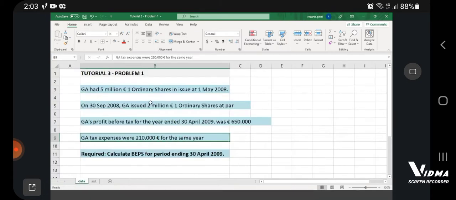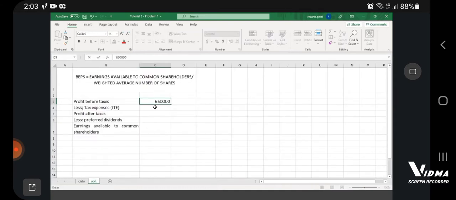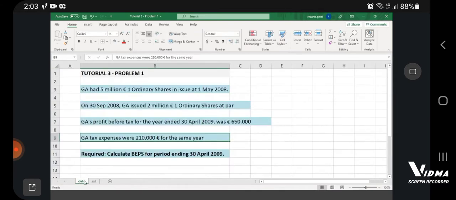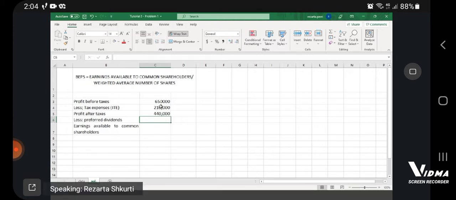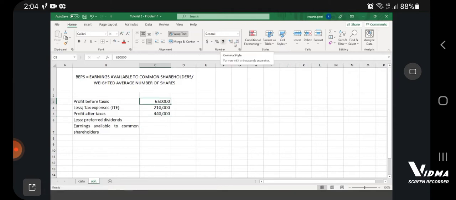Profit before taxes for this company is 650,000. So let's put it in here. Then we have the tax expenditure that we have to deduct. The tax expenses for the year are 210,000. That means that the profit after taxes is the difference, sorry, the difference between both figures that we have here. I apologize for that. Okay, so this is the amount of profit after taxes.